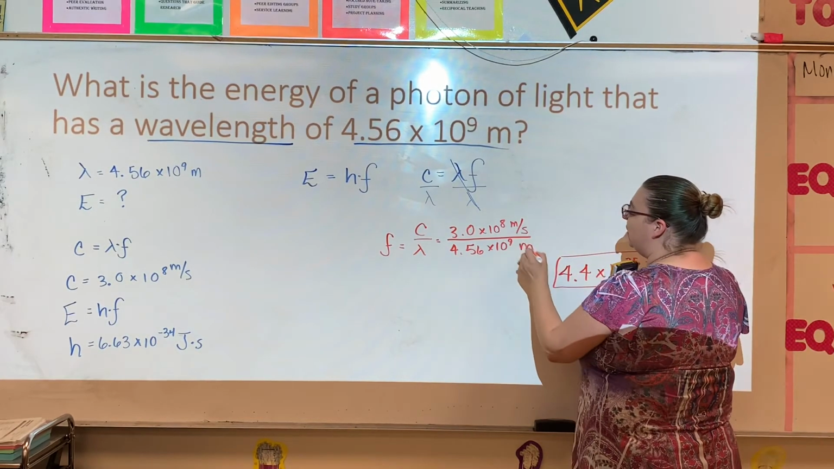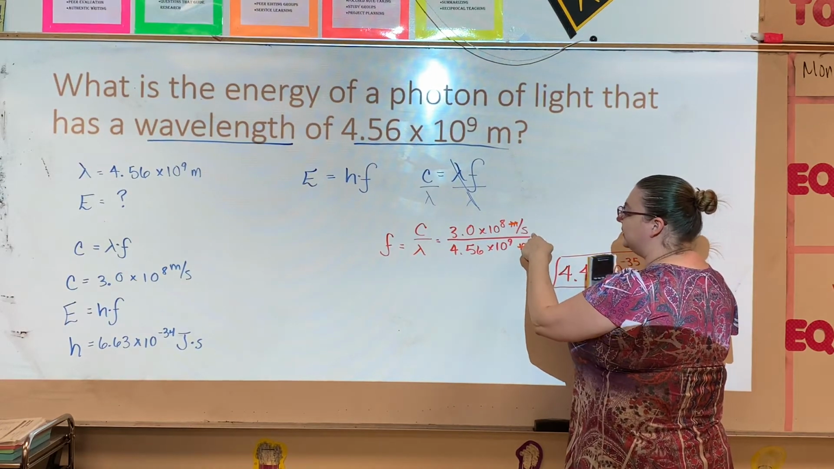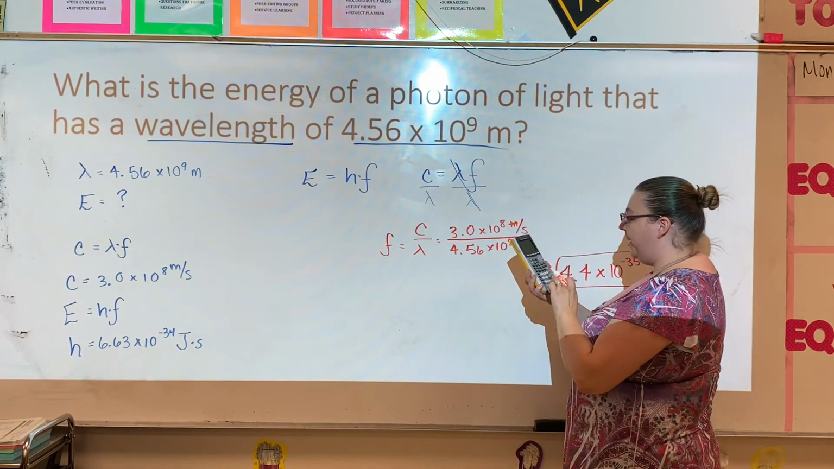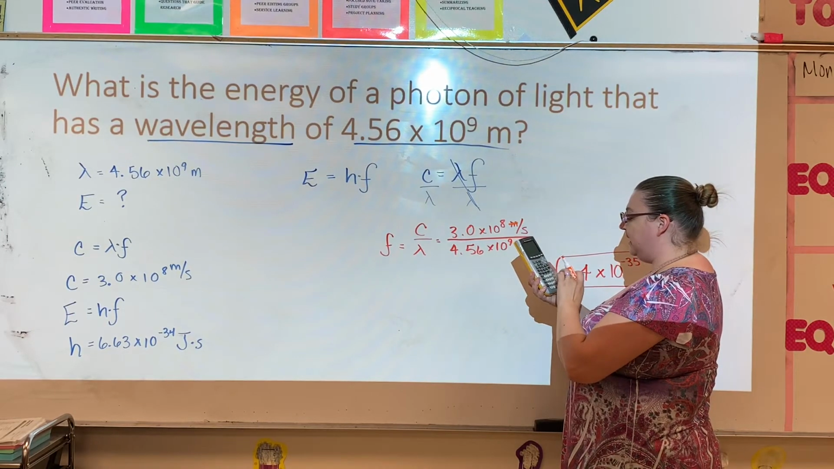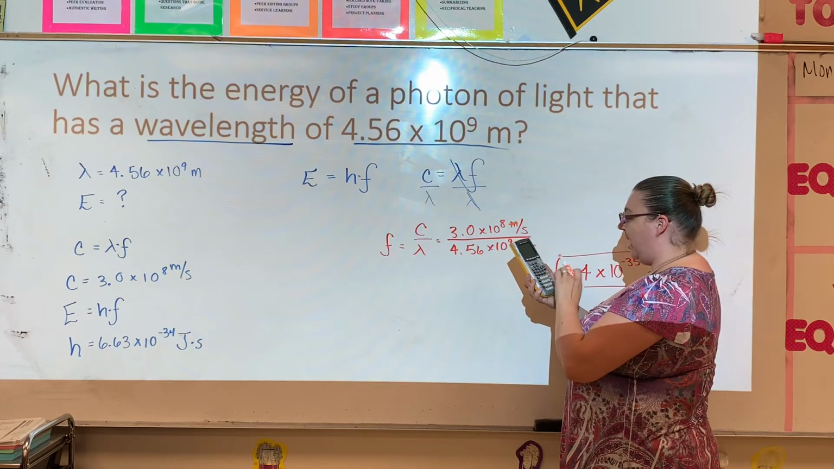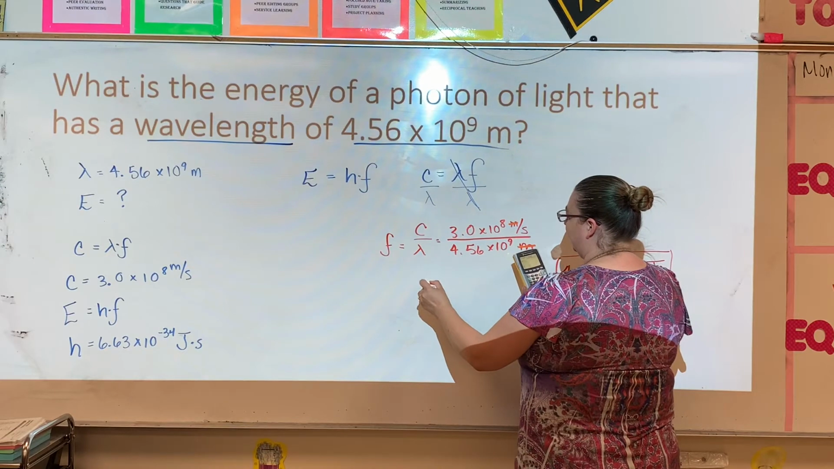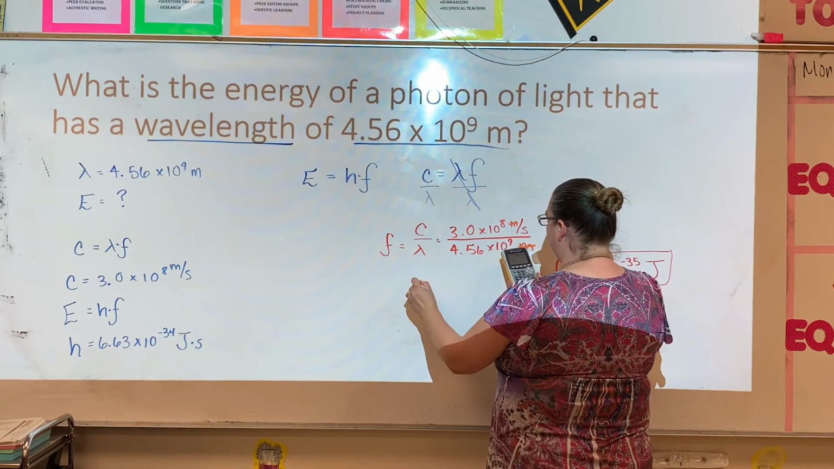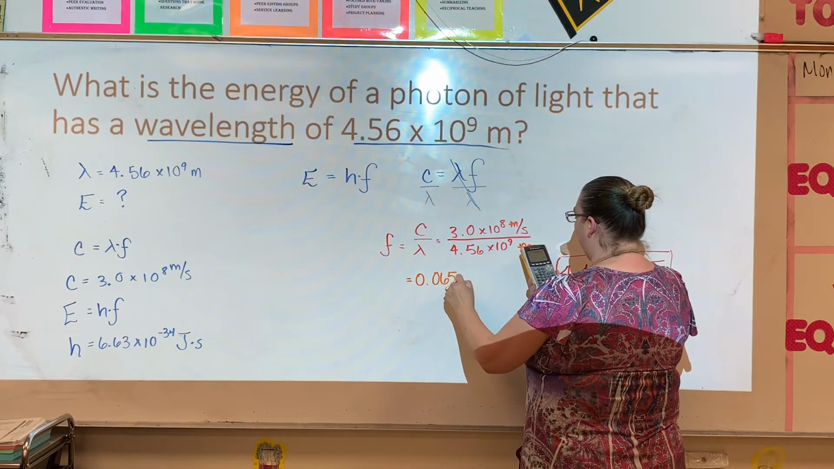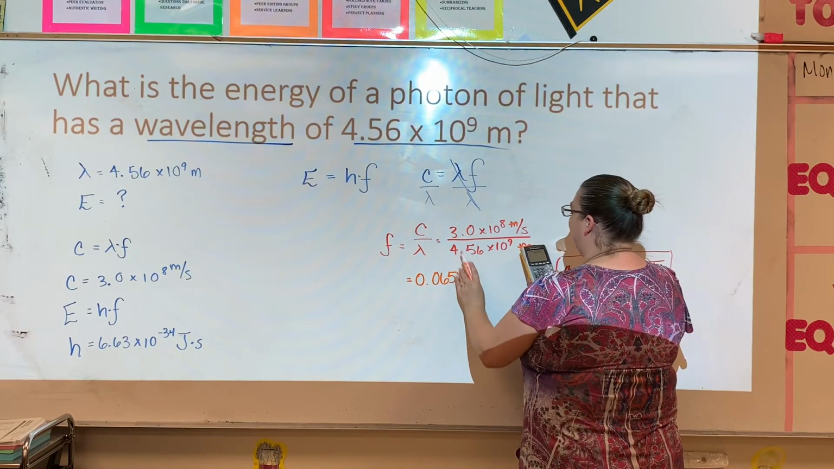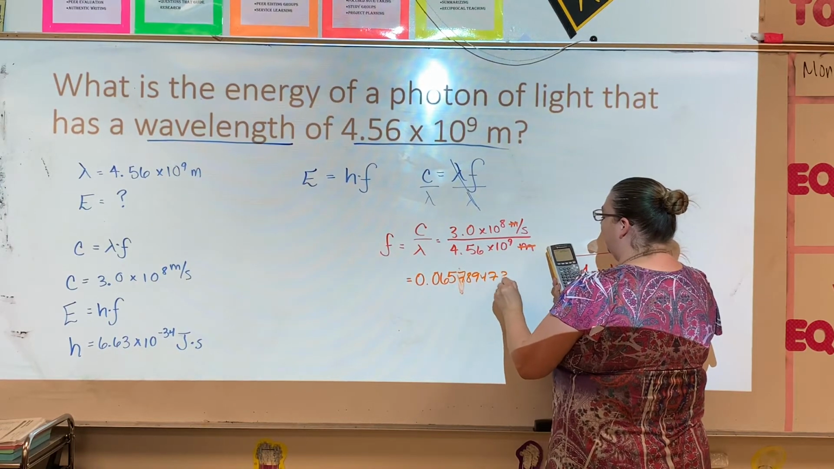We have meters over meters. That will cancel out, leaving us with, careful, 1 over seconds. So we're going to do 3.0 second, comma, 8 divided by 4.56 second, comma, 9. And that is going to get us a frequency value equal to 0.0658, oops, I can't read, 5, 7, 8, 9, 4, 7, 3, 7.